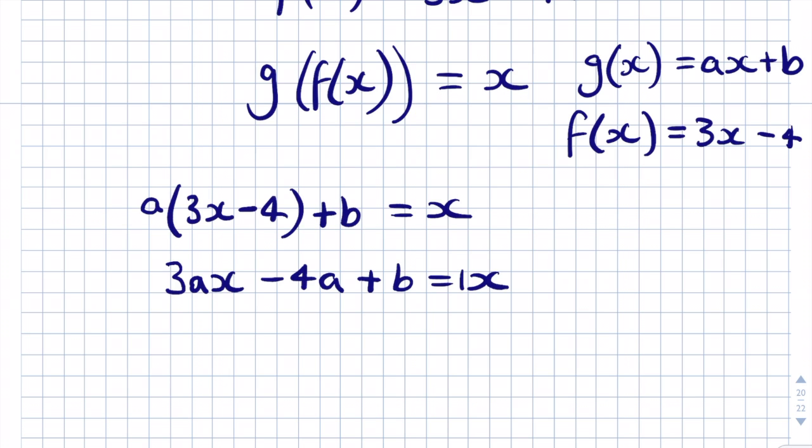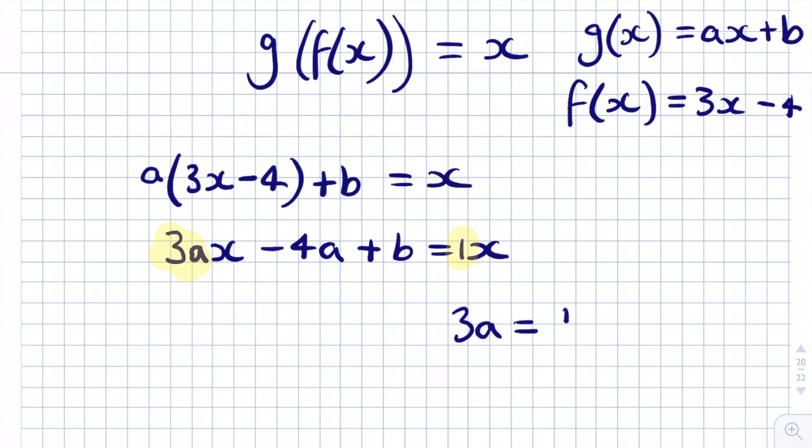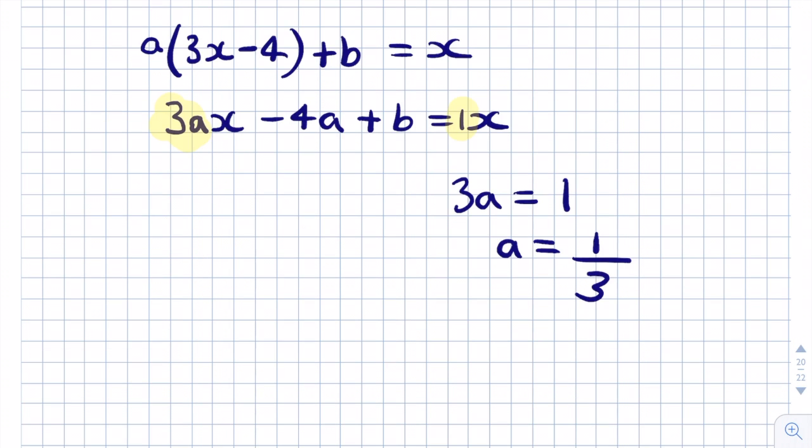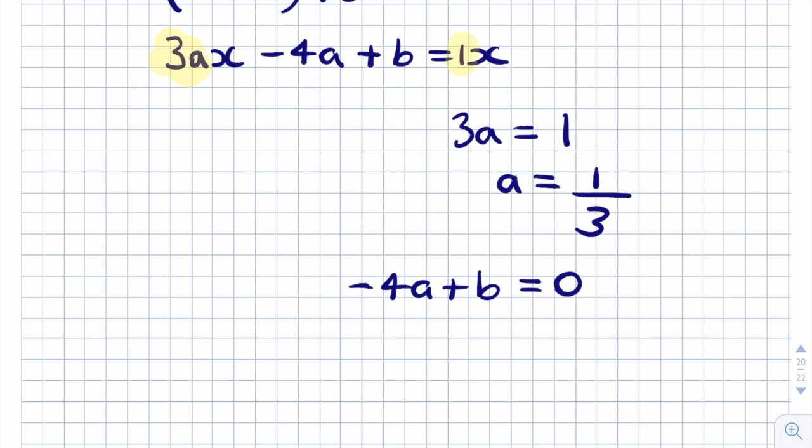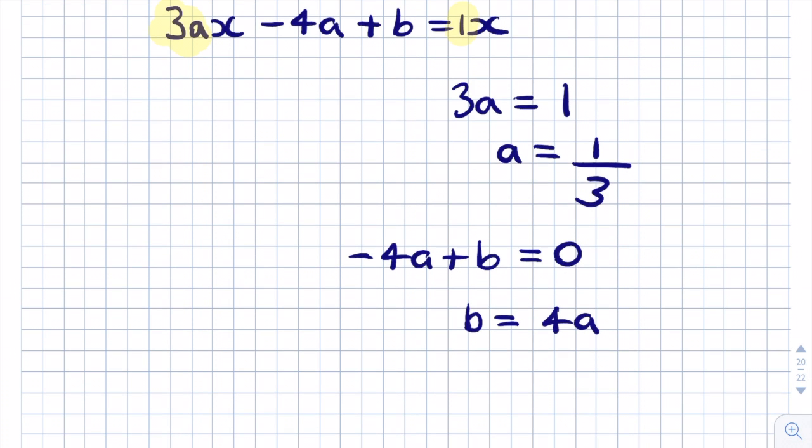So if we compare the coefficients of x, we're going to have 3a is equal to 1. So a is a third. And then the other coefficients is just going to be minus 4a plus b is equal to 0. There is, of course, no coefficients on the right-hand side. So we can rearrange this formula pretty easily to find what b is. So b is equal to 4a and a is a third, so b is going to be equal to 4/3.